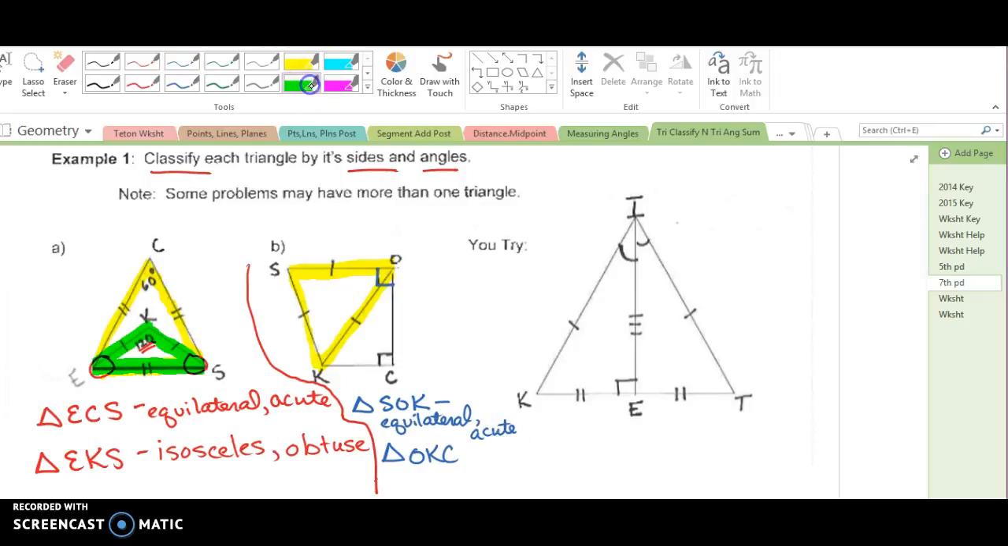Okay, and then our second triangle is this green one, triangle OKC. Now, I only have one tick mark on a side here. I don't have any tick marks on the other two sides, so this must be a scalene triangle. And then I have that one right angle, so we would call it right.